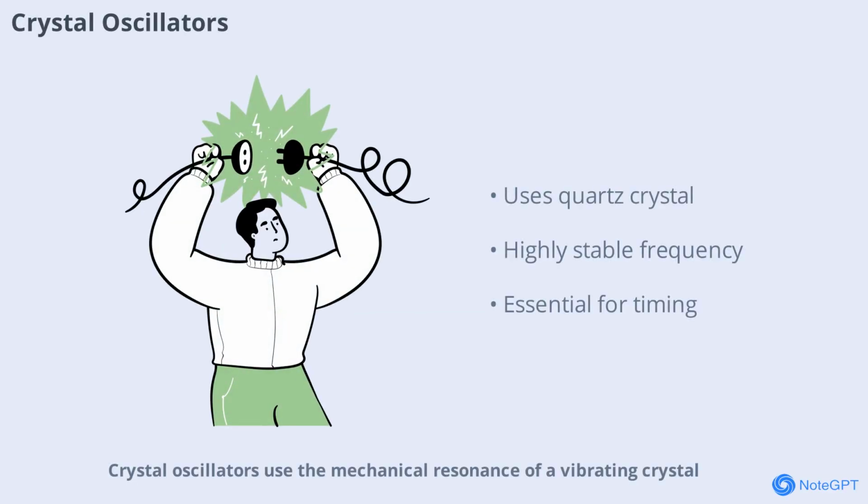Crystal oscillators use the mechanical resonance of a vibrating crystal, usually quartz, to generate highly stable frequencies. These are essential in applications where precise timing is required, such as in watches, computers, and communication equipment. Crystal oscillators are prized for their accuracy and reliability, making them the standard choice for clock generation in digital systems.